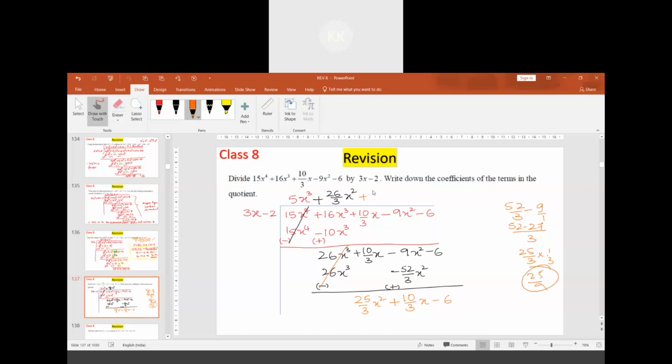Sir, in the dividend, should we rearrange? Because 10 by 3x and minus 9x square are there, no, sir? We should rearrange to higher degree, no? Yes, you can rearrange and continue, because there is a square term before the power 1. So you can rearrange and do it. Okay, sir.